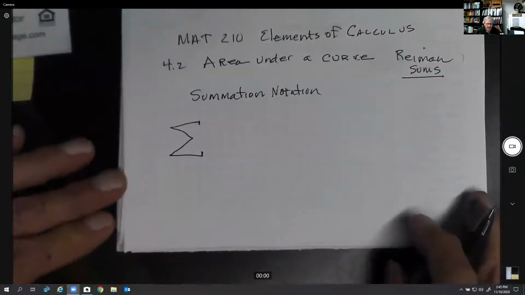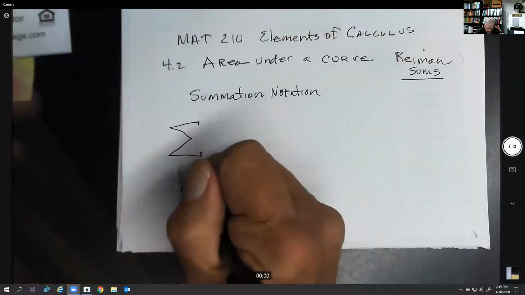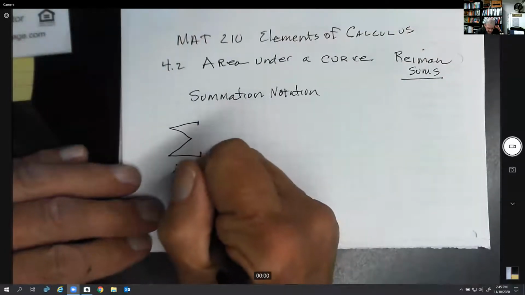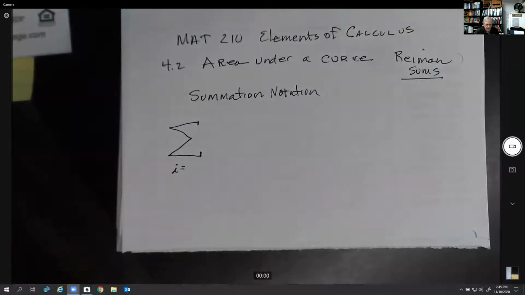Sigma means the sum of, okay? And down here on the bottom, we use some variable. We usually use letters like I, J, K, that area of the alphabet that we don't use too much. We could use an N if we wanted to, but we usually use the letters I, J, K.